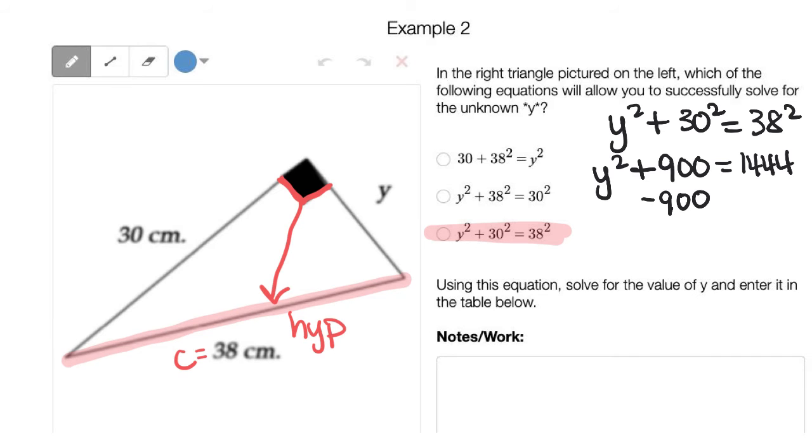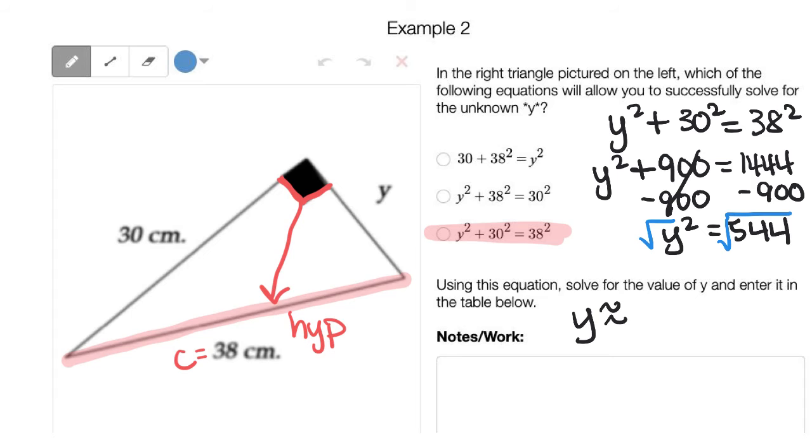Now I'm going to approach it like I'm solving a normal equation. Y squared equals 544. I square root. And I get not a nice number. When you square root 544, you get y is about 23.3238 and on and on. And I believe this problem asks you to round to the nearest hundredth, which is 2 places. So the 3 tells me not to round up.